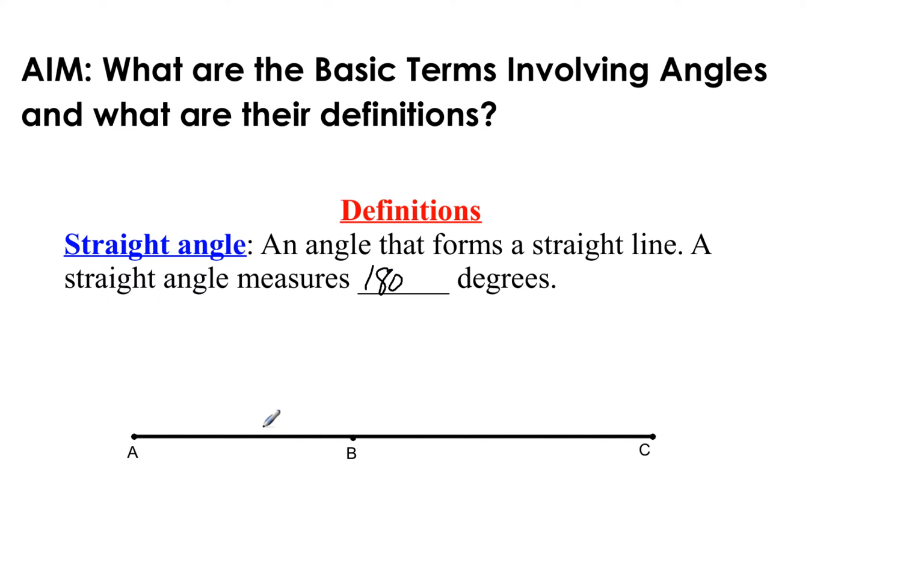Here is a straight angle ABC. It looks like a line. It is a line. It is also a straight angle. And the measure here is 180 degrees. Okay, let's get our next definition.